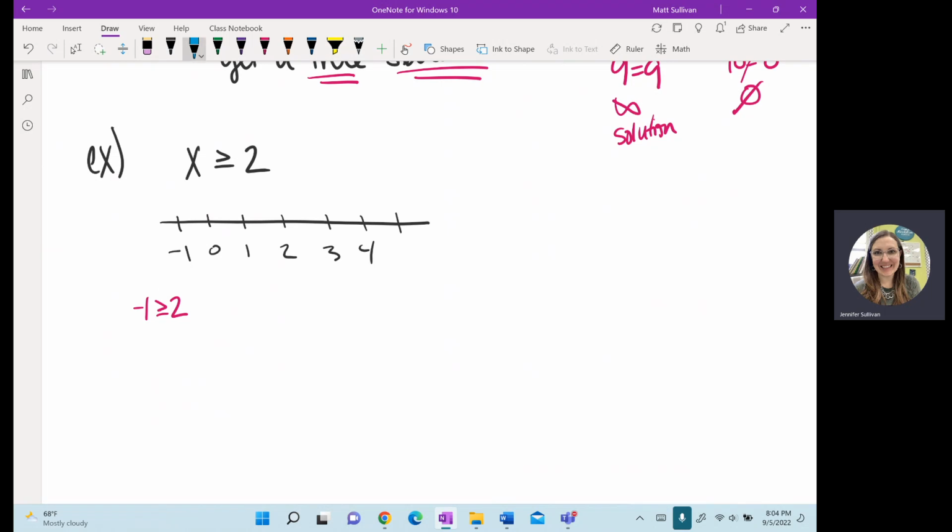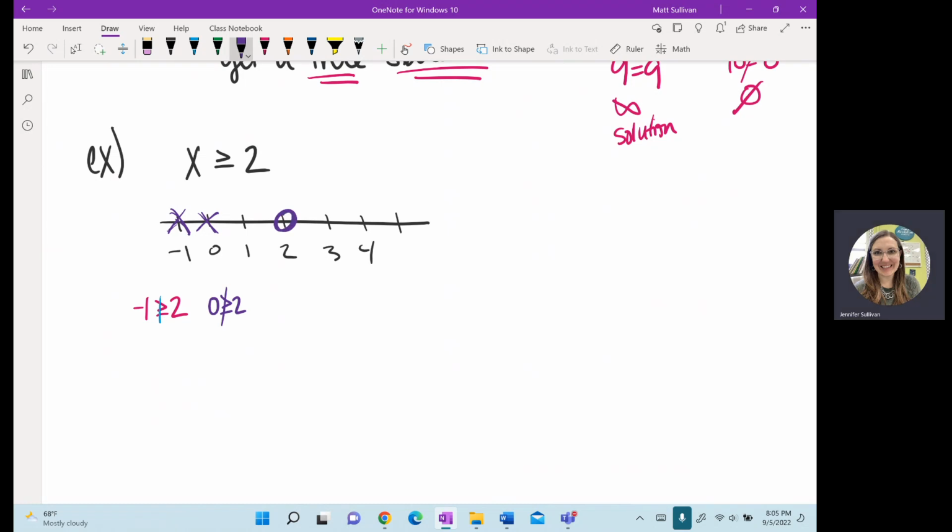Actually, we would usually just draw a little dash through the line like that. Okay, well, let's try 0. Is 0 greater than or equal to 2? No, of course not. So this is not a solution on my number line. This is not a solution. Where's my solution going to start? The number 2 right here.